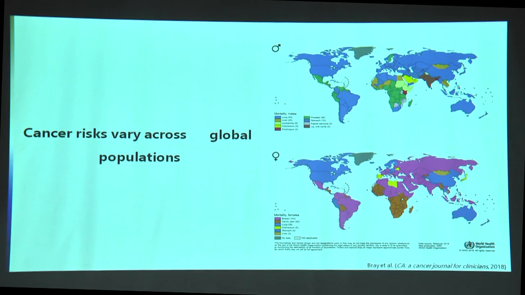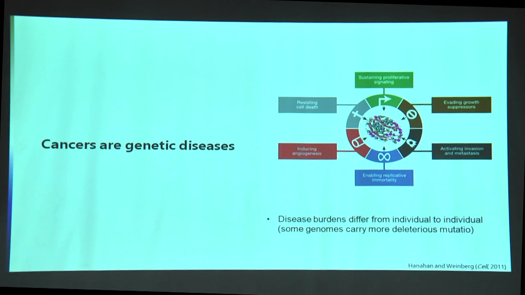So one question that comes up is, why are different cancers more common in one part of the world as opposed to another? Or why are they more lethal in one part of the world as opposed to another? One thing that contributes to this is the fact that cancers are genetic diseases. I mean, there's lots of things that affect cancer. We think about all these mutations that can contribute.